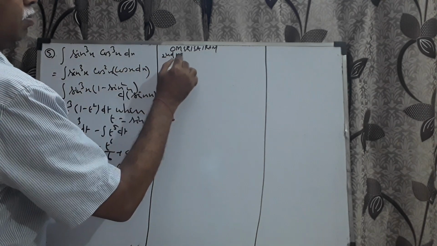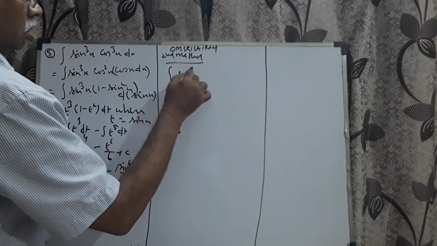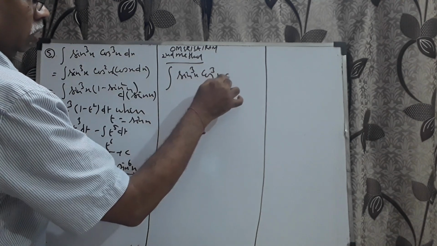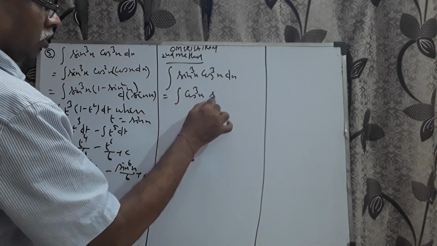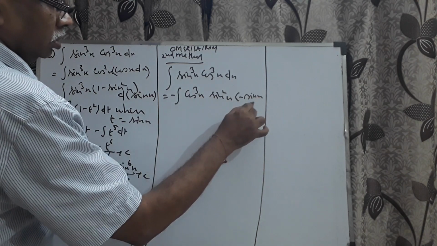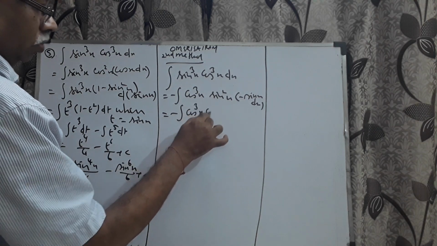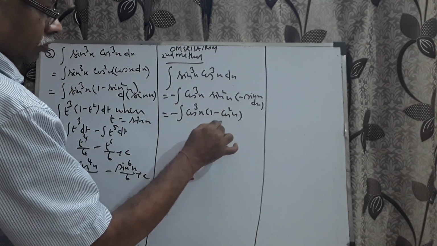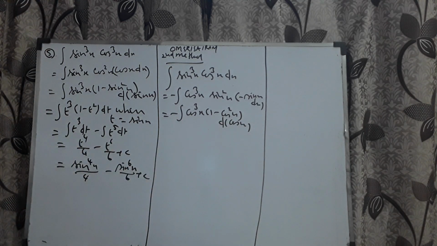You have a second method for the same problem. Just see here. Integral sin cube x cos cube x dx can be written as integral cos cube x into sin square x and multiply 2 minus signs here. This can be written as minus integral cos cube x into 1 minus cos square x into d of cos x. Derivative of cos x is minus sin x.